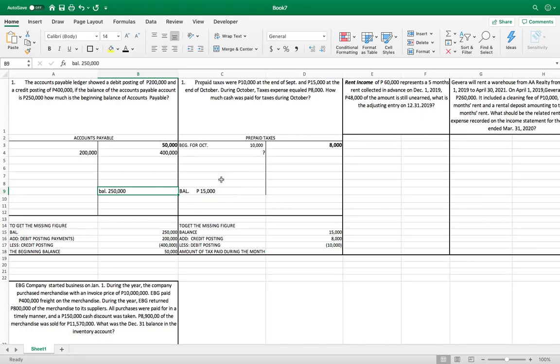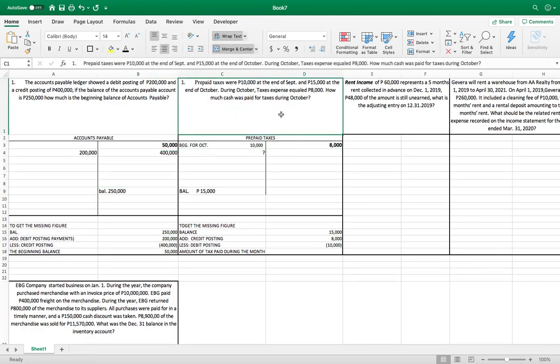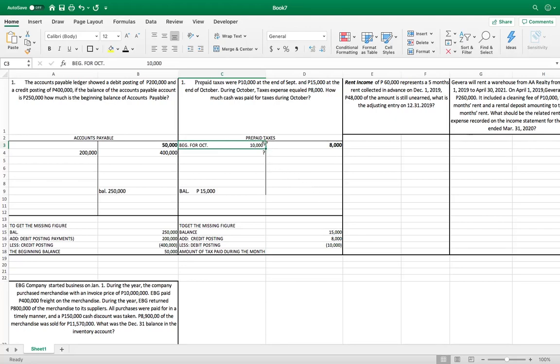Now, when it comes to an asset, for example prepaid taxes, here's a problem. Prepaid taxes were 10,000 at the end of September and 15,000 at the end of October. During October, taxes expense equaled 8,000. How much cash was paid for taxes during October? It's very clear that the ending of September becomes the beginning of October. So if this is your prepaid taxes ledger, you just post the given data.